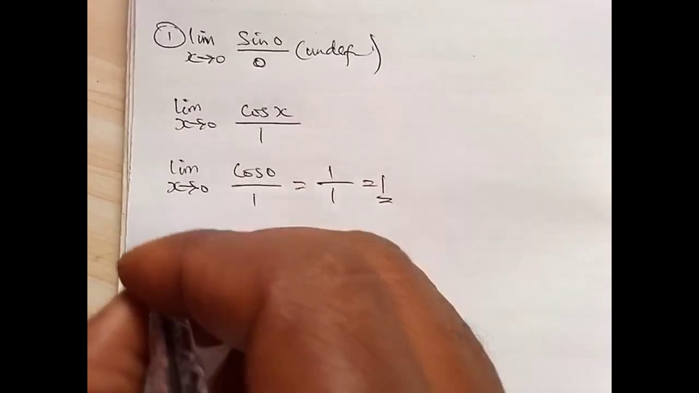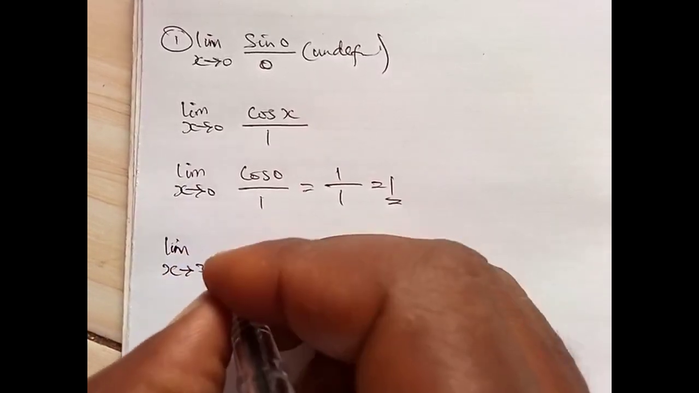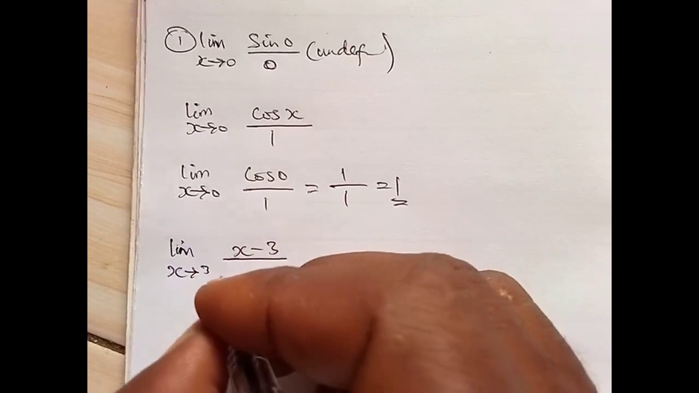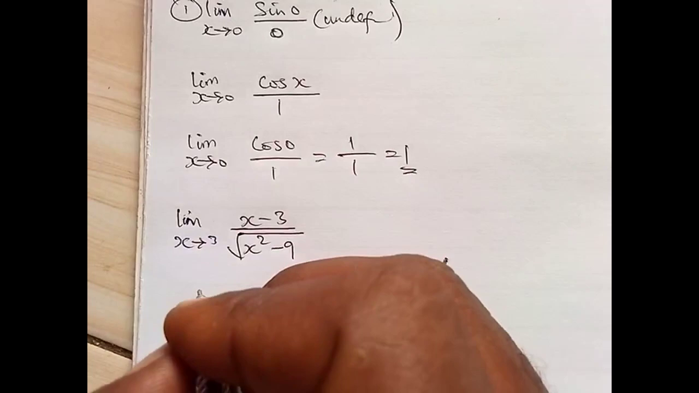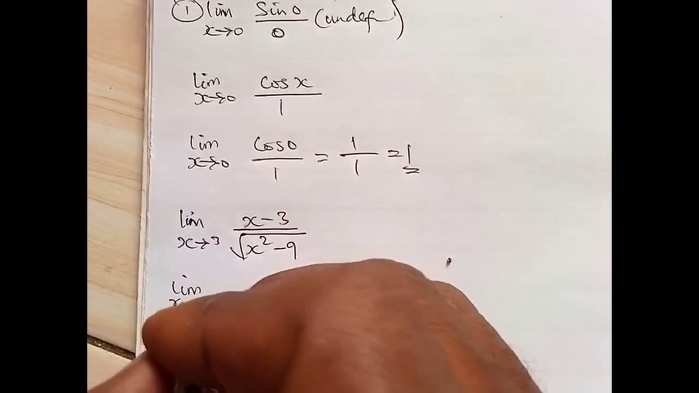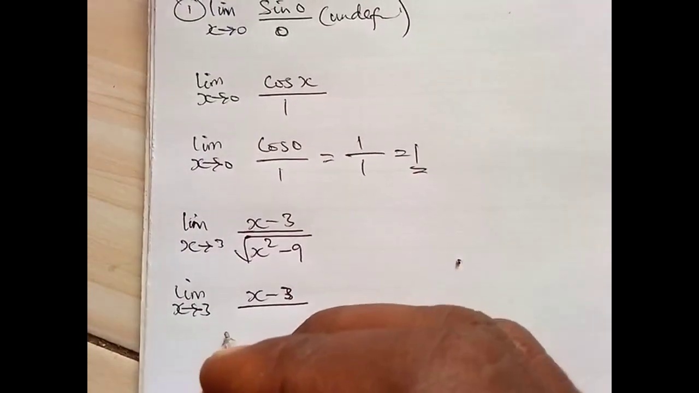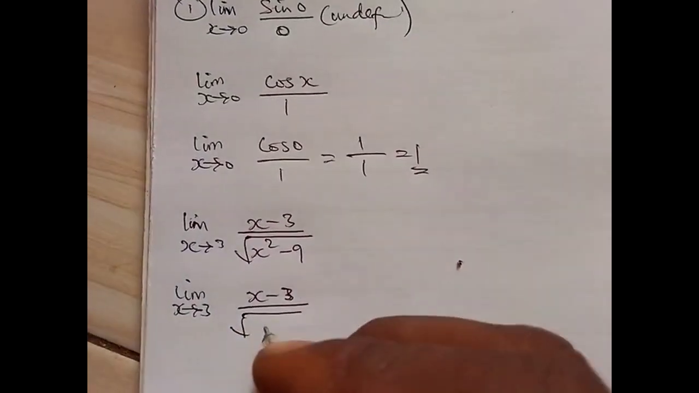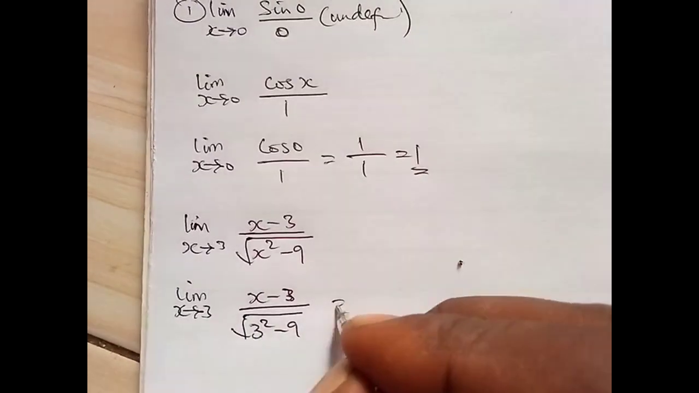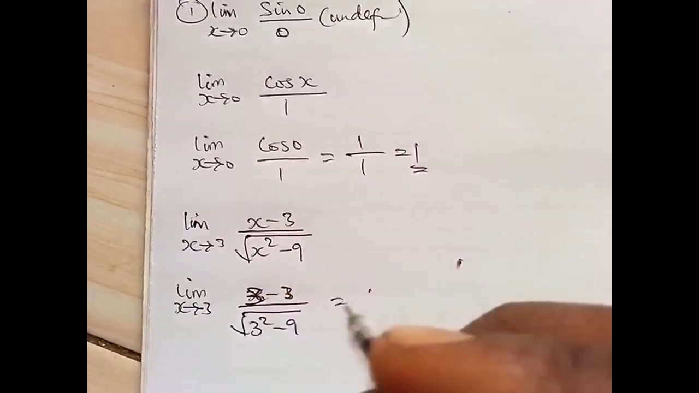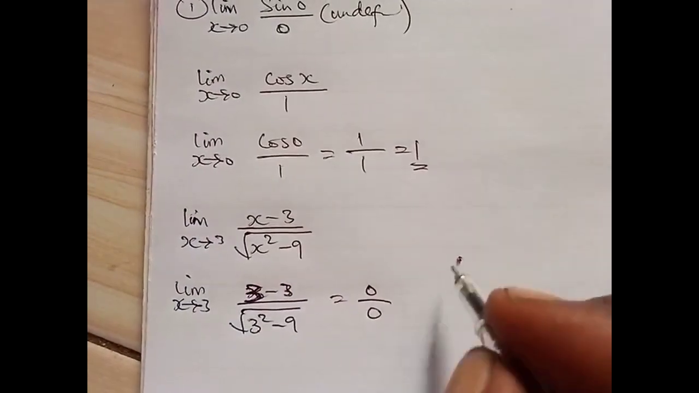The B part says limit as x tends to 3, x minus 3 over square root of x squared minus 9. If we do direct substitution, we'll have limit as x tends to 3, x minus 3 over square root of 3 squared minus 9. This will be 9 minus 9, you get 0, and the numerator will be 3 minus 3, if you fix the values. So you have 0 over 0, which is undefined.